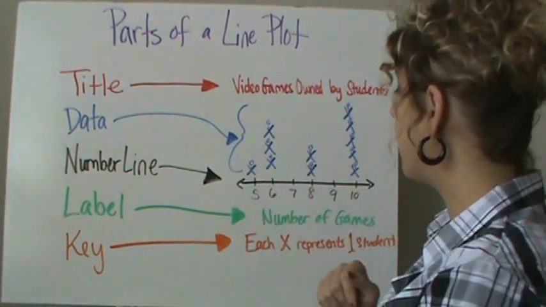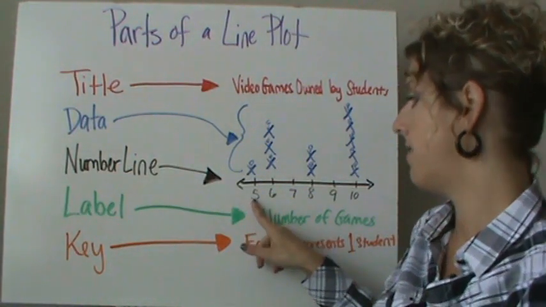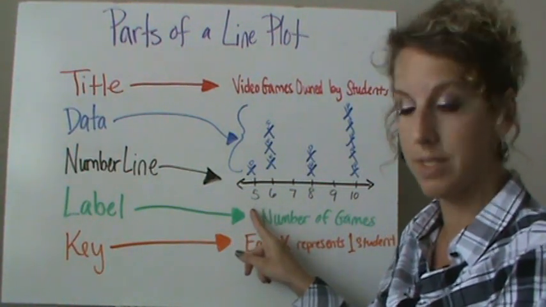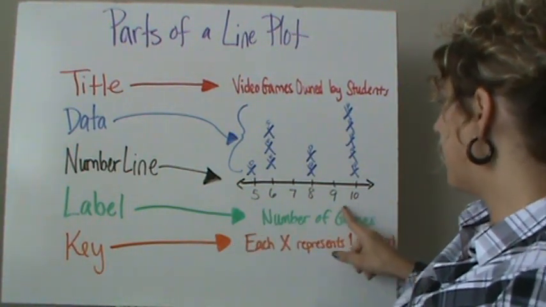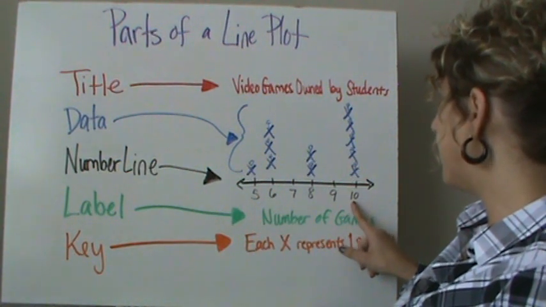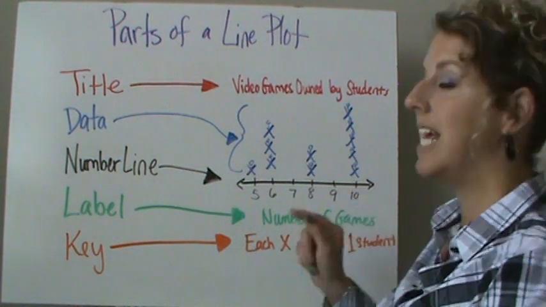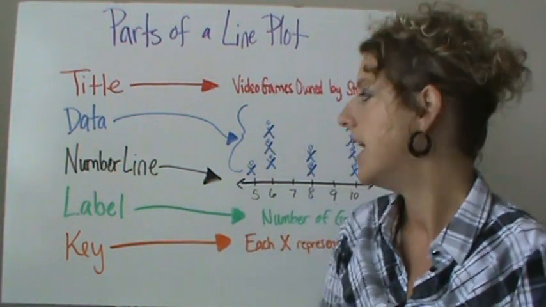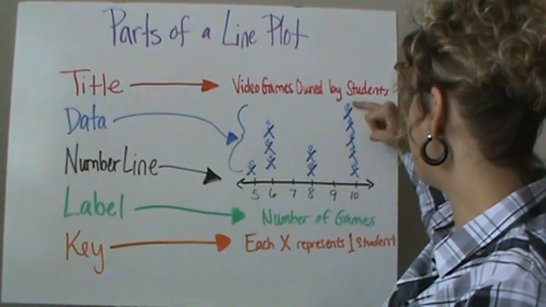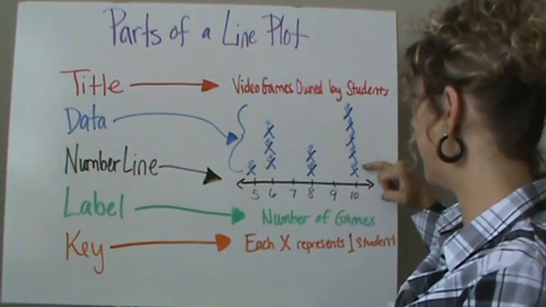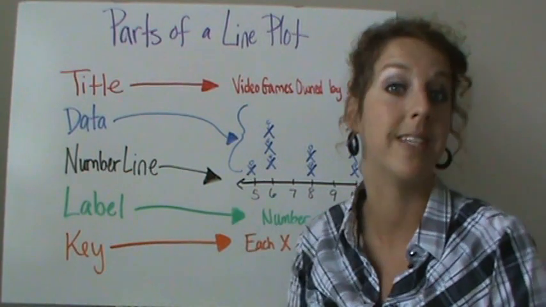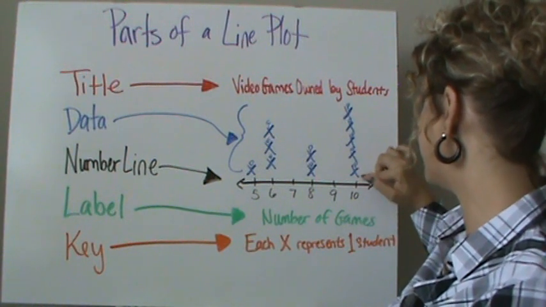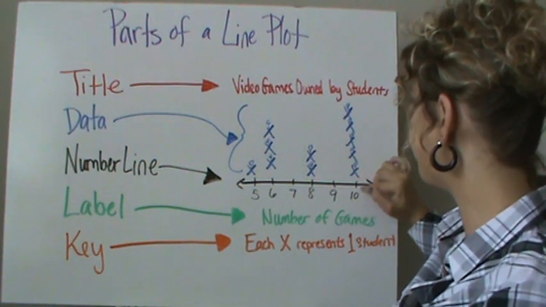The least number of video games that my students had was 5, so that means all of my students have at least 5 video games. And the most they had was 10. Not one student had 11 video games. The most they had was 10. Now if you look at the X's, the most common number of video games that my students own is 10, because 5 students, 1, 2, 3, 4, 5 students own 10 video games.